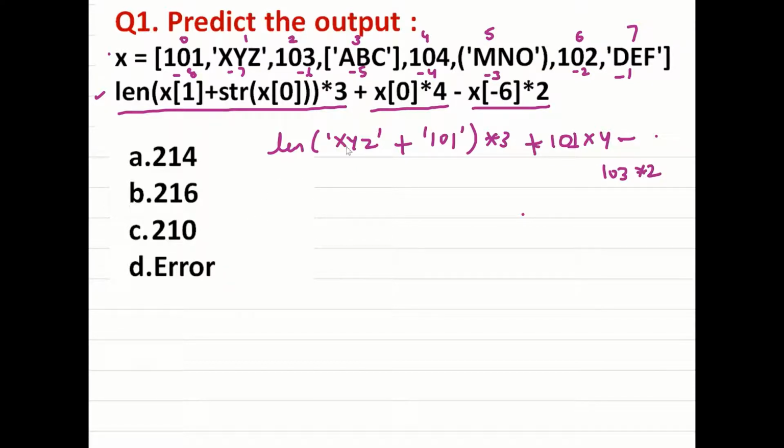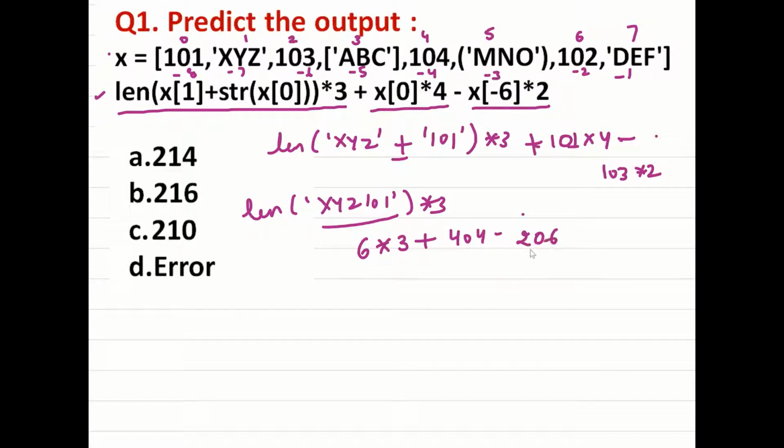Now let's solve this. This is the concatenation operator. The string will be concatenated and will become xyz 101 multiplied by 3. And the length of this string is 6. 6 multiplied by 3 plus 404 minus 206. So when you solve this, the answer will be 216. So the answer is 216. Correct answer of this question is 216. So for this question number 1, you have to take care of the square brackets, and the correct answer is 216.